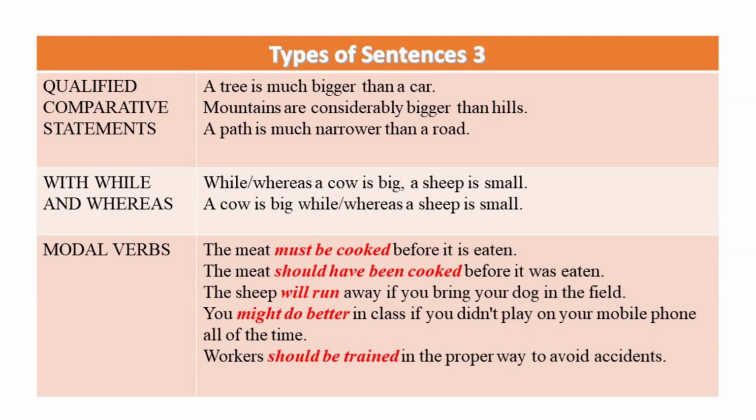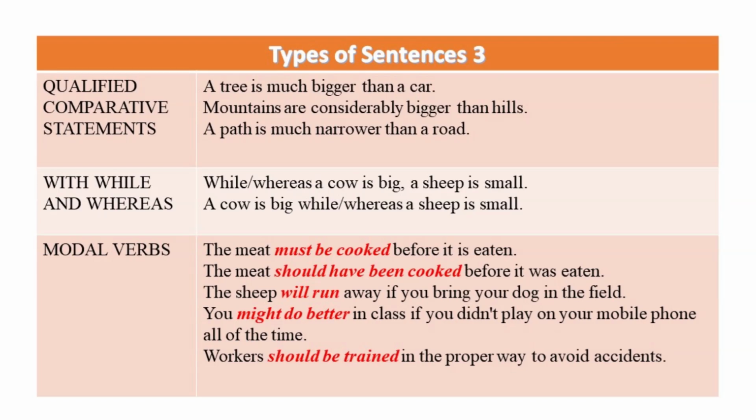Next comes sentences with contrasts. We use while or whereas to bring out differences between two given objects or things. Here be careful with the usages. When you use while or whereas in the beginning, there is a comma between the two. But when you use while or whereas in the middle, there is no comma.